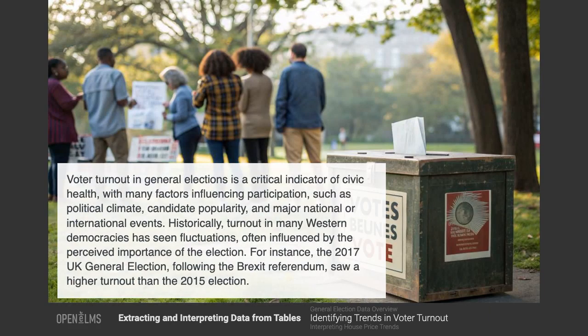Voter turnout in general elections is a critical indicator of civic health, with many factors influencing participation, such as political climate, candidate popularity, and major national or international events. Historically, turnout in many Western democracies has seen fluctuations, often influenced by the perceived importance of the election. For instance, the 2017 UK general election, following the Brexit referendum, saw a higher turnout than the 2015 election.